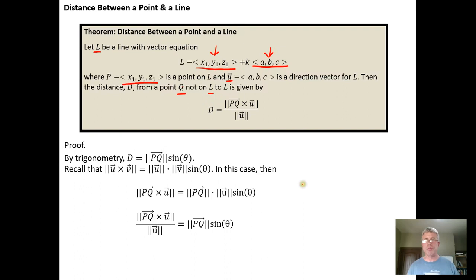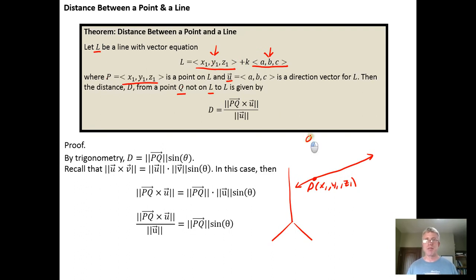So the idea is pretty simple. If you have a line in three-dimensional space, and you've represented it as x sub 1, y sub 1, z sub 1 plus k times this direction vector, you know that in a three-dimensional coordinate system, this vector right here is just a vector from the origin to the line. And that tells us that x sub 1, y sub 1, z sub 1 is just a point on the line. Here we're giving it the name P. So here's the point on the line.